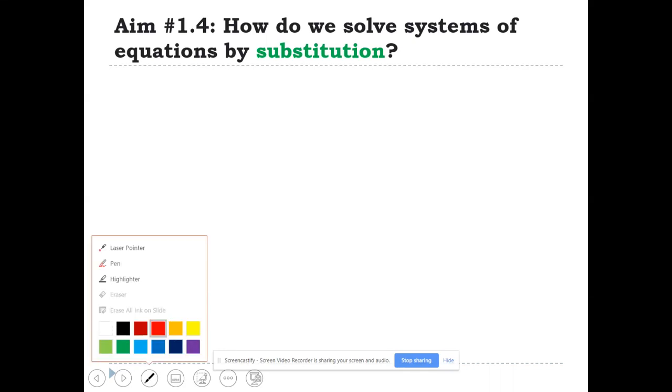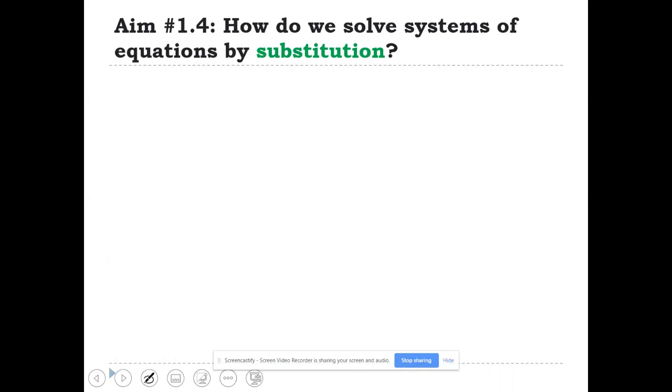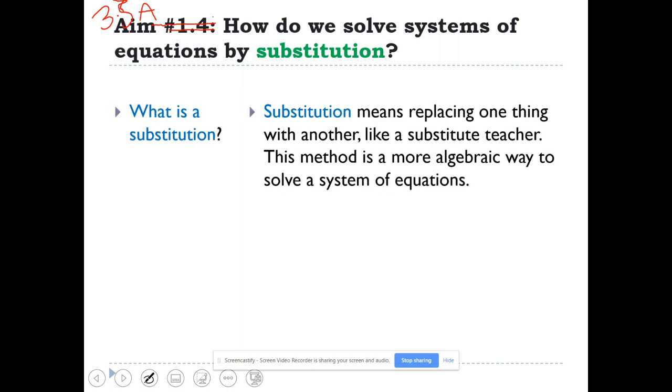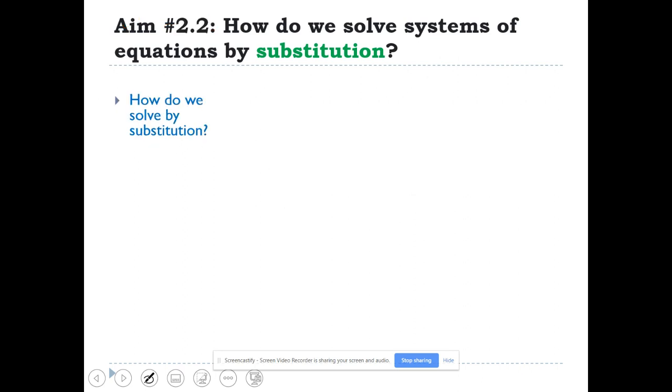Welcome back, everybody. We are going to do some reviewing for section 3.5. So this is actually 3.5 part A on solving systems of equations by substitution. Substitution basically means we're replacing one thing in for another, like a substitute teacher. This method is a more algebraic way to solve systems of equations.